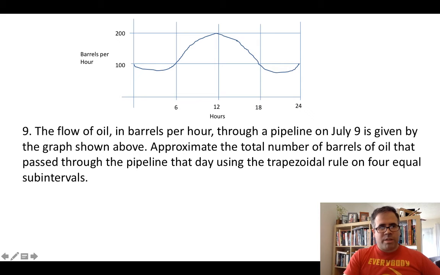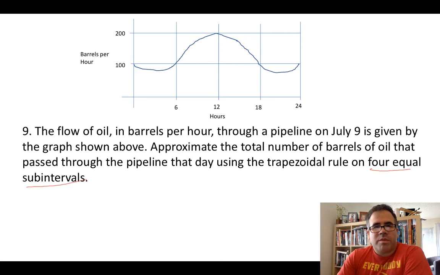All right, this is the last one on this video before we turn to the next 2 pages. This is a graph and word problem. The flow of oil in barrels per hour through a pipeline on July 9th is given by the graph shown above. Approximate the total number of barrels that pass through the pipeline that day using the trapezoidal rule on 4 equal subintervals. So the 4 equal subintervals is kind of important. We see, and I kind of did this for you already, that when you cut this into 4 equal pieces, those are just going to be on the graph lines.